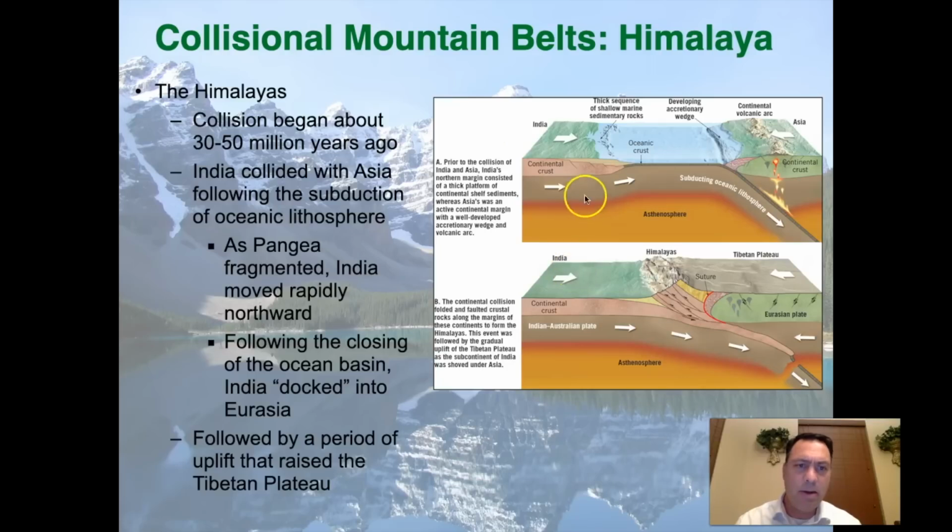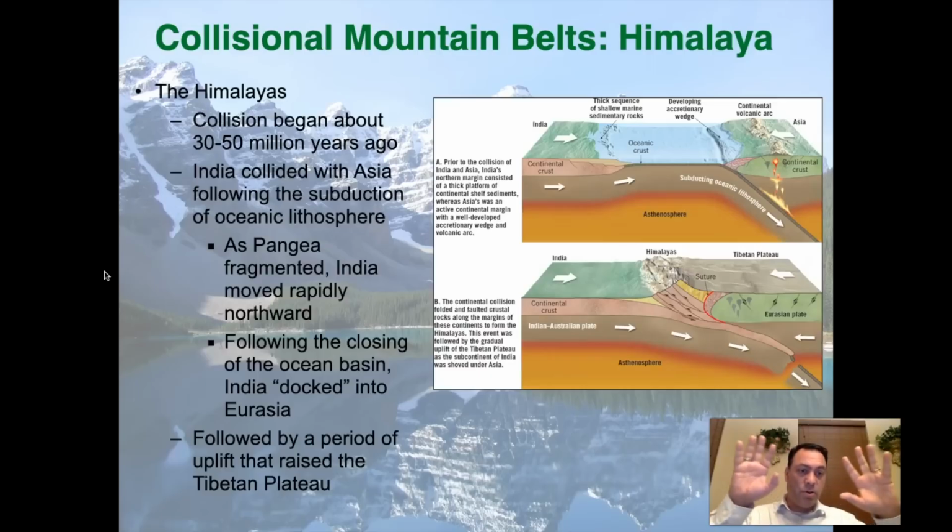So how did this happen? How did India do this? Well, effectively, as Pangaea fragmented, India moved rapidly northwards. I mean, imagine that once Pangaea, which means all land, remember this is Alfred Wegener's idea, that when the continents separated from their last supercontinent, India, almost like a billiard ball, broke off and started rocketing up in a totally different direction from the rest of the continents.